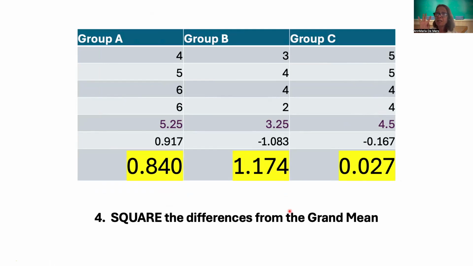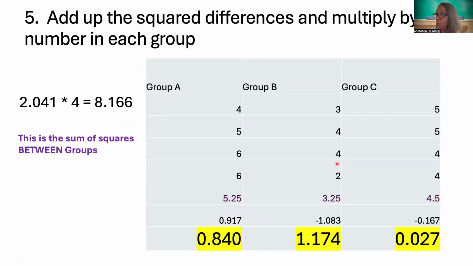Fourth thing, square the differences from the grand mean. If I square these, I get 0.84, 1.174. Obviously, you multiply two negatives, you get a positive, and 0.027. Step 5, add up the squared differences. And then I guess this is step 6, multiply that by the number in each group.